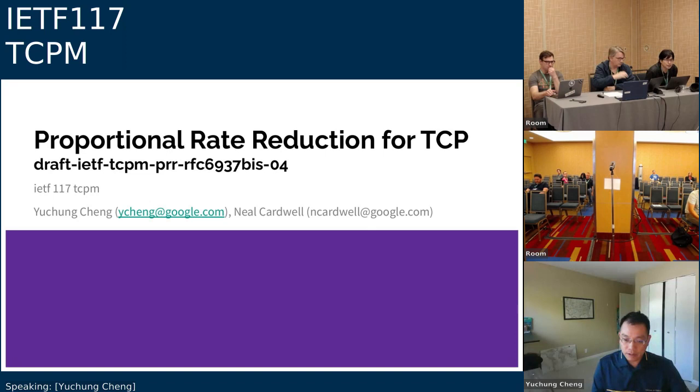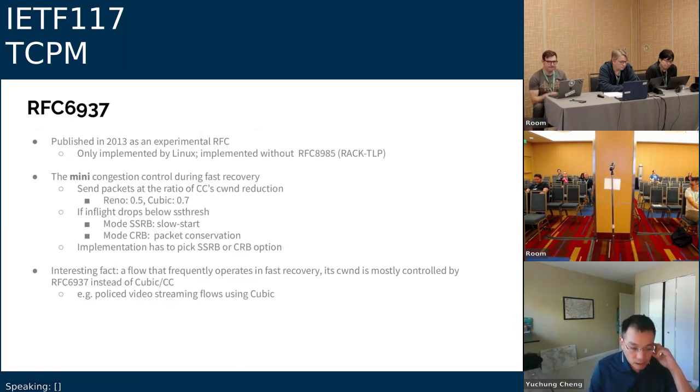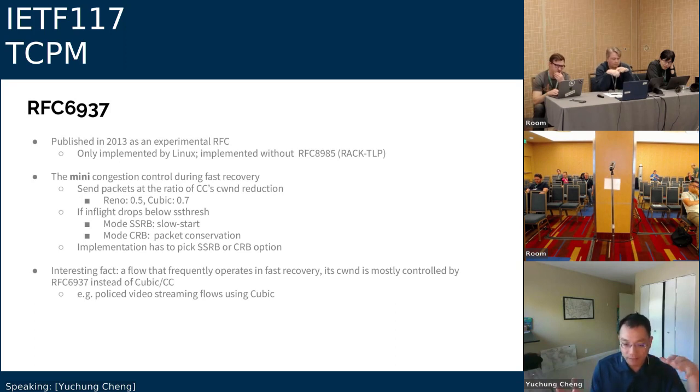Hi everyone, today I'm here to present RFC 9937-bis about proportional rate reduction for TCP. Before we talk about the bis, just a quick recap of what the RFC is about. It was published in 2013 as an experimental RFC. Think of this as a mini congestion control that is only activated during fast recovery. It decides what the cwnd value is while we are retransmitting and trying to recover from packet losses.